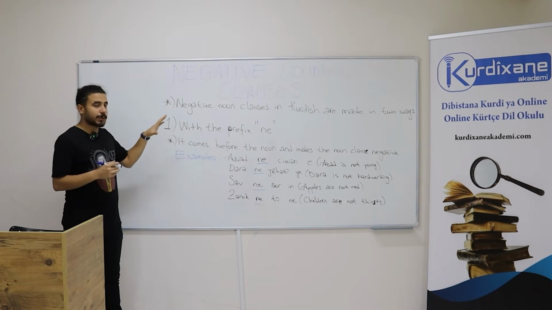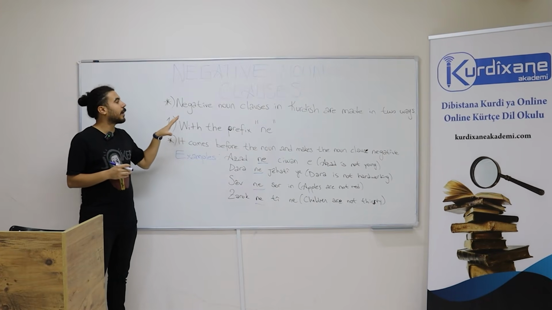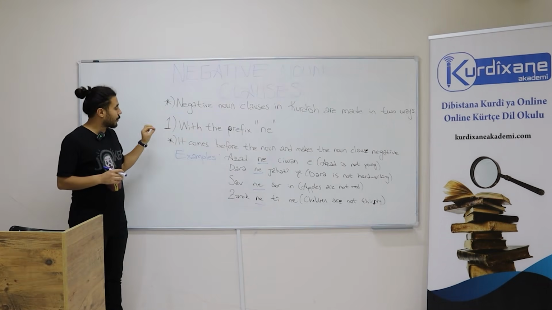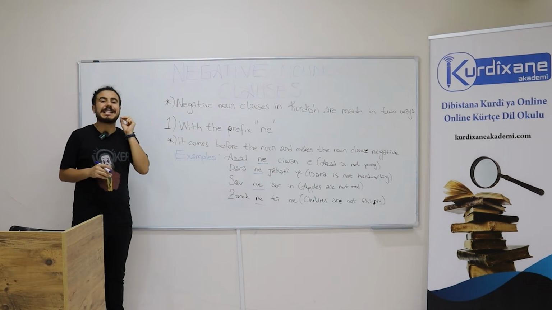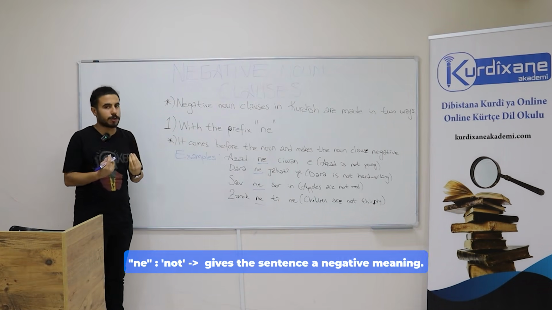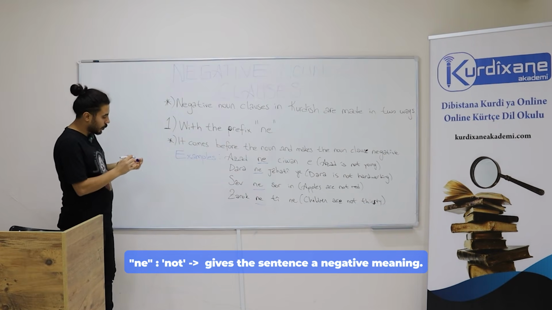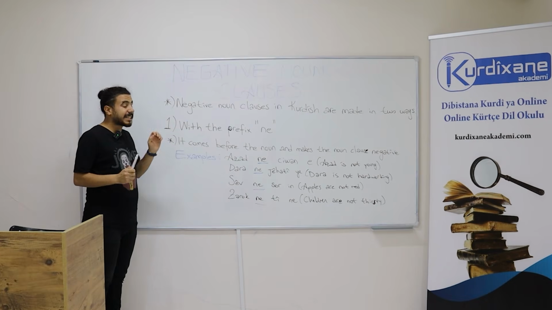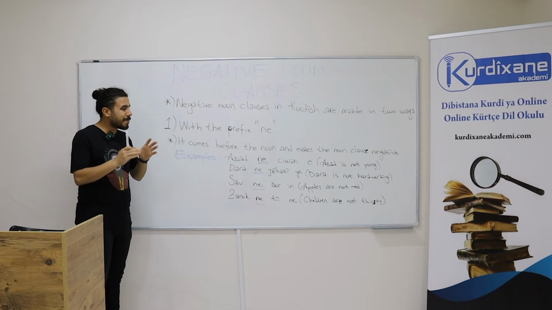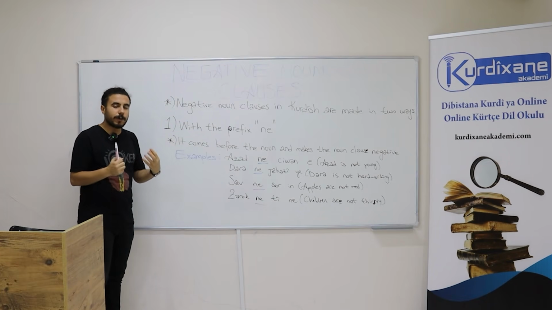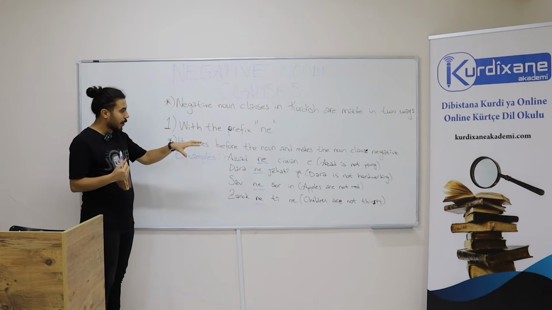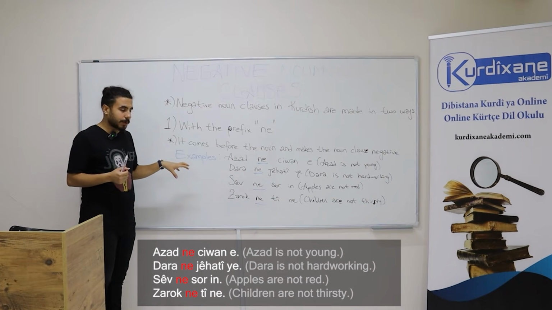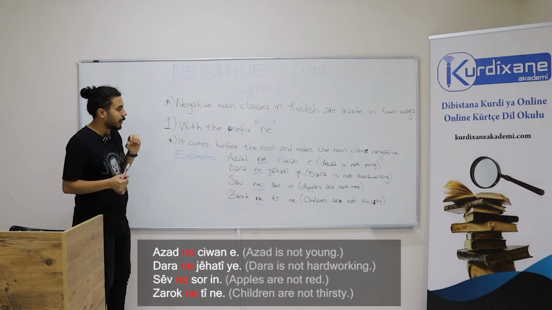In the first one, as you can see in the explanation, negative noun clauses in Kurdish are made in two ways. The first one is the prefix ne, just like not in English. As you can see, it comes before the noun and makes the noun clause negative. We form negative noun clauses with the prefix ne. With examples, you are going to understand it better.